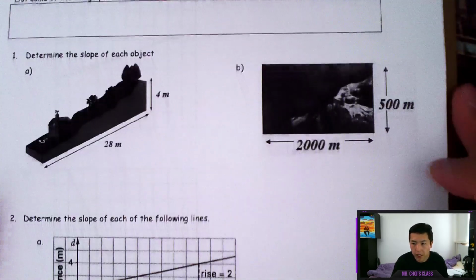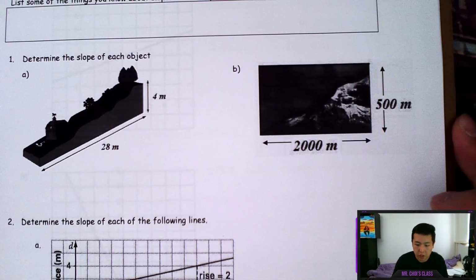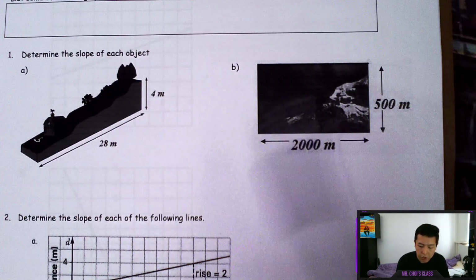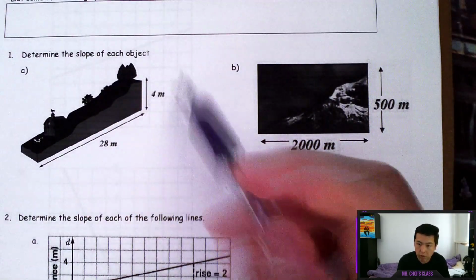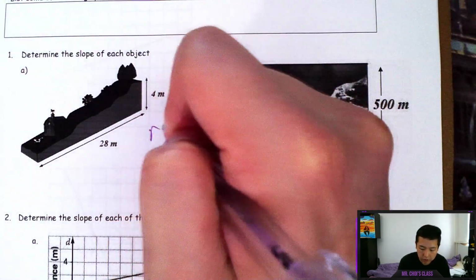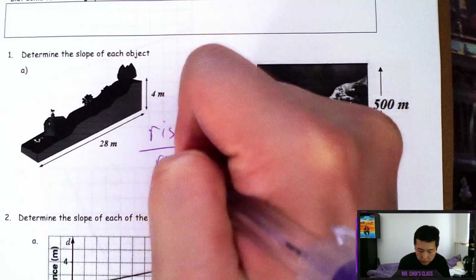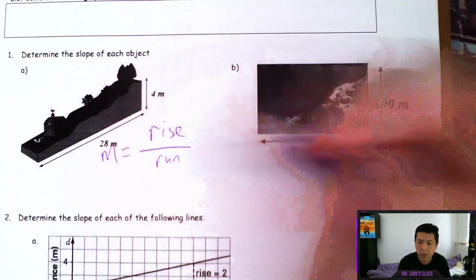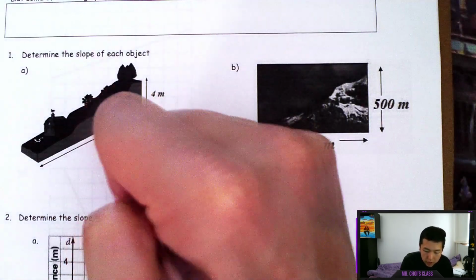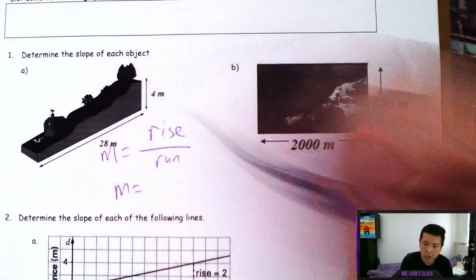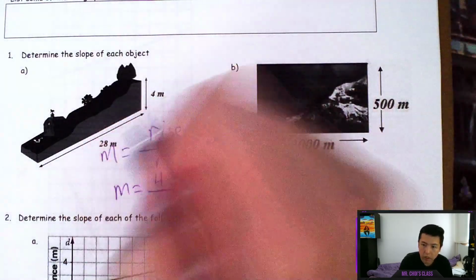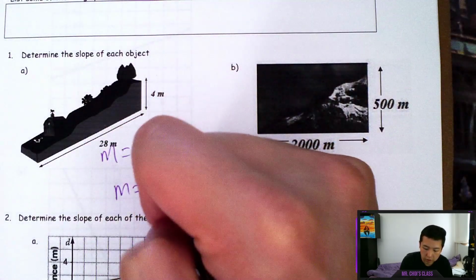We have some more things here. Let's determine the slope of each object. Okay, so this one here, real quick, rise over run. And we use the letter M to indicate slope. So M is equal to rise over run. So what is my rise? Well, it's the up and down portion, which is 4. And our run is our left and right, which is 28.